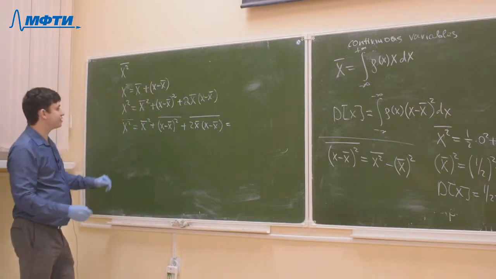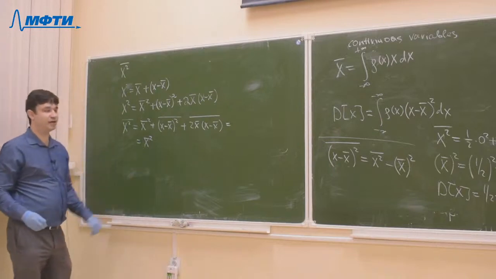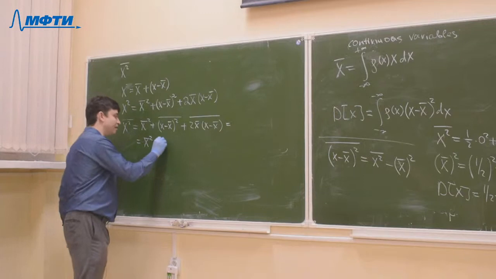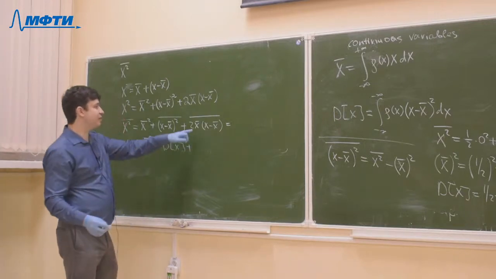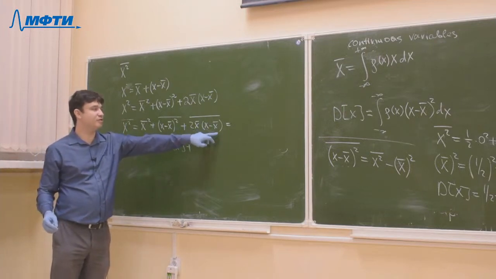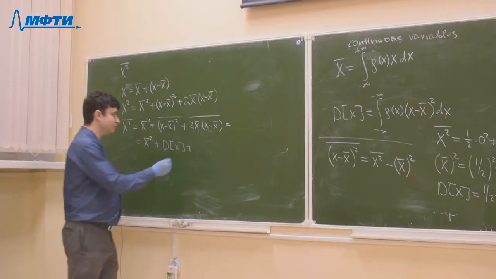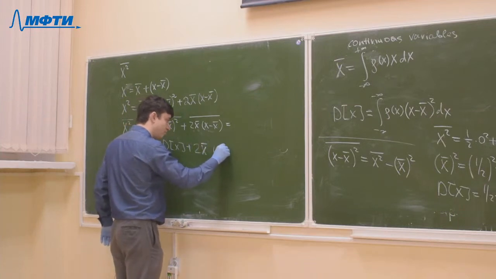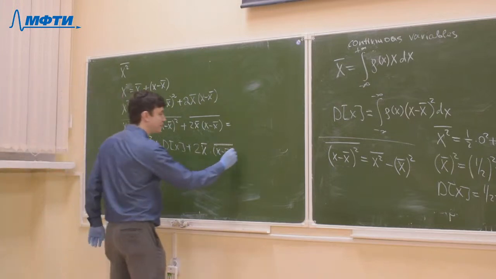Okay, this one is the mean value squared. The next value is by definition a variance of x. And the next value contains a product of some constant by a random variable. So we can take this constant out of this average. And then we continue.